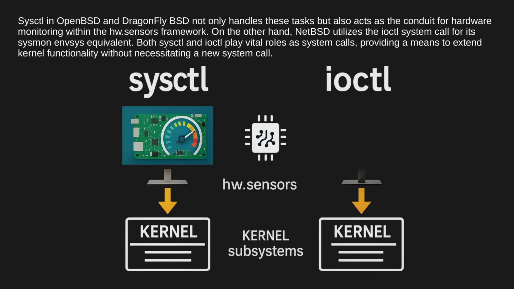Sysctl in OpenBSD and DragonFly BSD not only handles these tasks, but also acts as the conduit for hardware monitoring within the HW Sensors framework. On the other hand, NetBSD utilizes the ioctl system call for its sysmon and envsys equivalent. Both sysctl and ioctl play vital roles as system calls, providing a means to extend kernel functionality without necessitating a new system call.